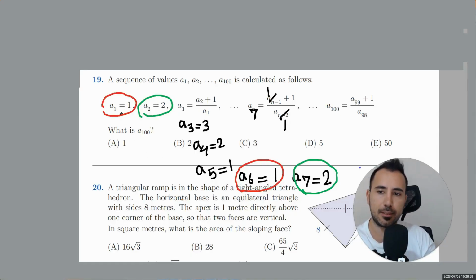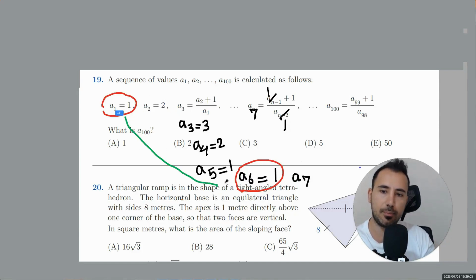So that means the red ones are similar. If we add 5 to them, it becomes 1 again, and it goes back to the beginning. So we continue adding 5s. A6 is the same. A11 is the same. A16 is the same. And so on. A96 would be 1 again.